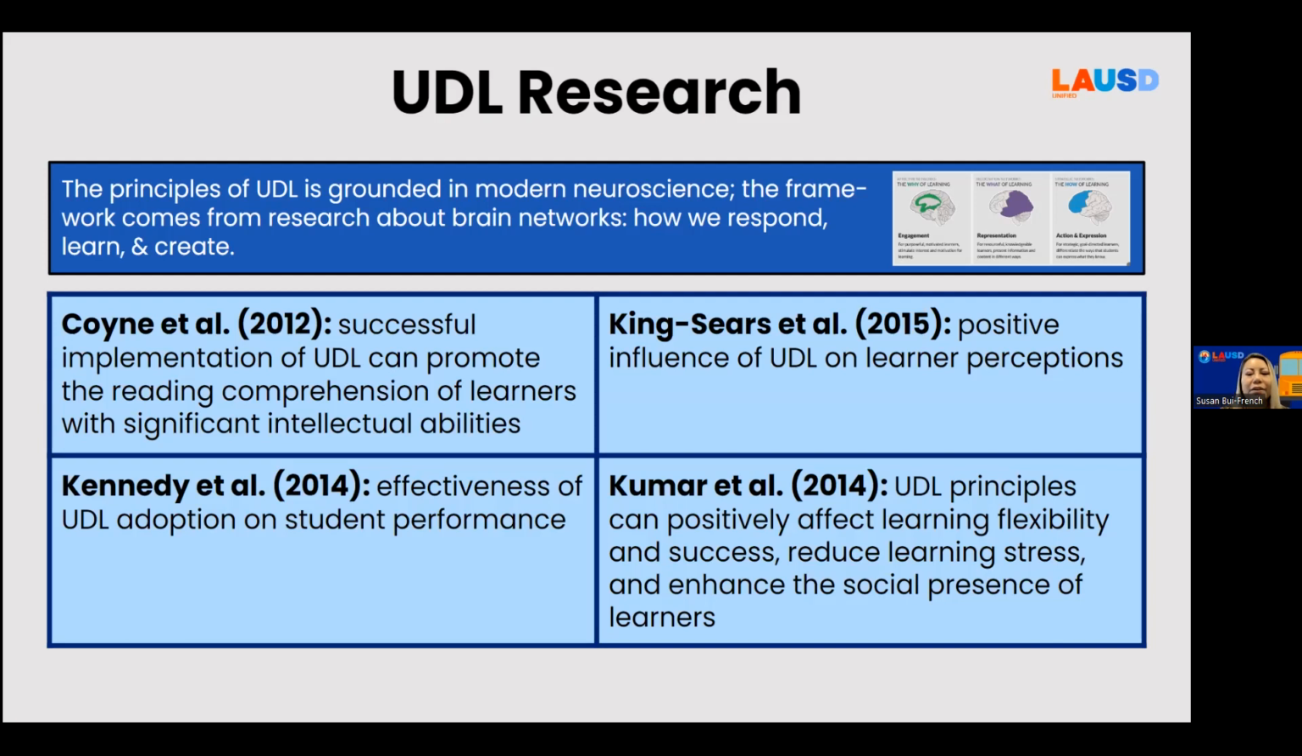The King, Sears et al. research also focused on the positive influence of UDL on learner perceptions. In this exploratory study, students in 4 co-taught high school chemistry classes were randomly assigned to a universal design for learning treatment or a comparison condition. The study found that students with learning disabilities in the UDL treatment group thought they learned much better, and students with and without disabilities provided positive feedback about the varied UDL components.